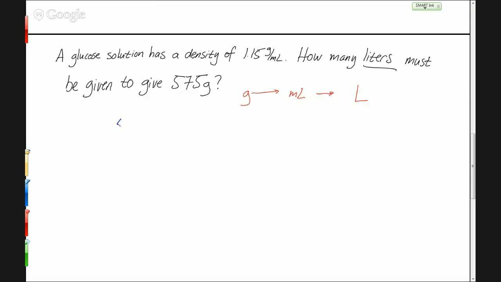So if we do that, that's going to be 575 grams. And then see that here is where this upside down density comes in. If we just wrote down that density, we'd be flipped wrong. And so you'd end up with liters on the bottom when really we want the liters to be on the top to be our regular number. And then our next conversion is going to be milliliters to liters.